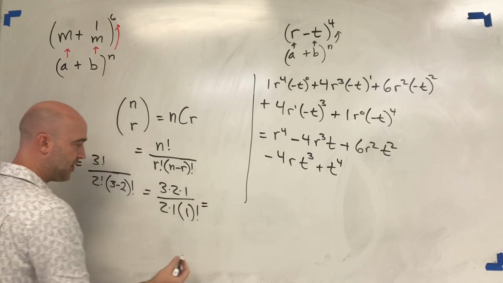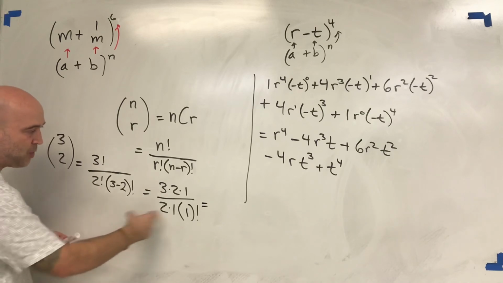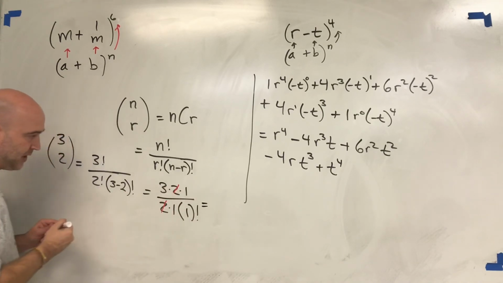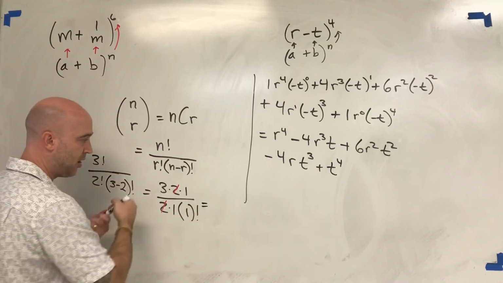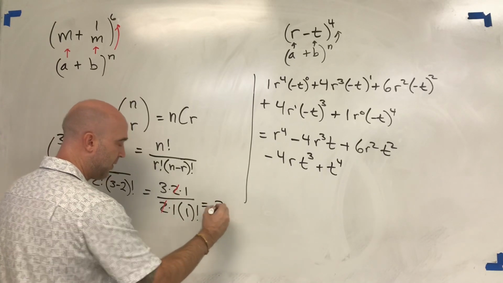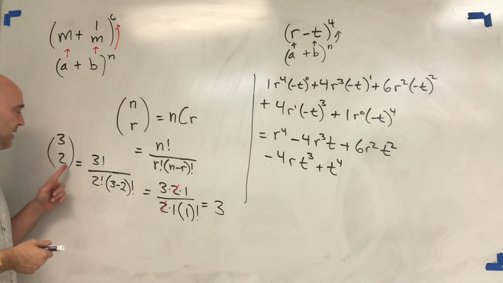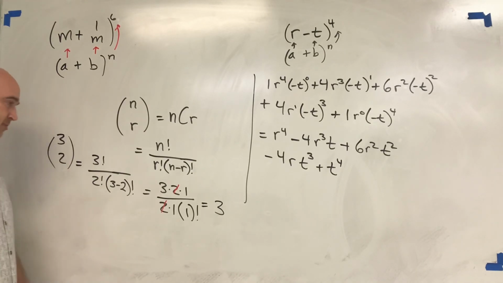So this all turns into, and now I'm going to go ahead and simplify, it's all multiplied down here. So some things cancel. The 2's cancel here. 1 factorial is just 1 times 1. All of that turns into 3. So there's 3 different ways I can pick 2 units out of those 3. Okay.